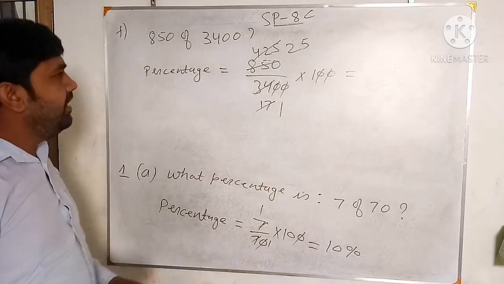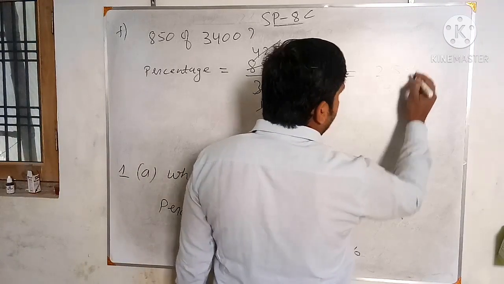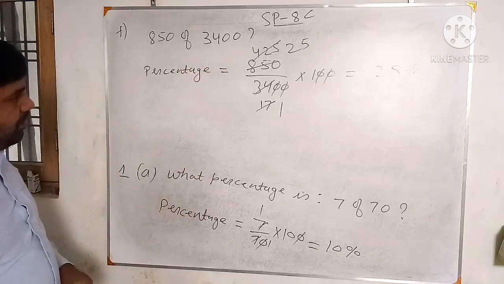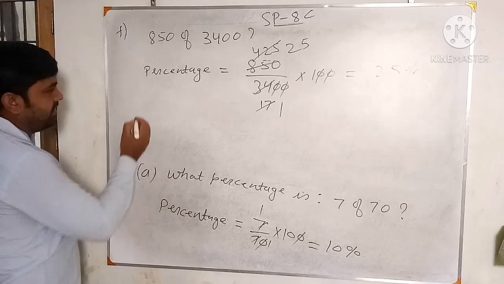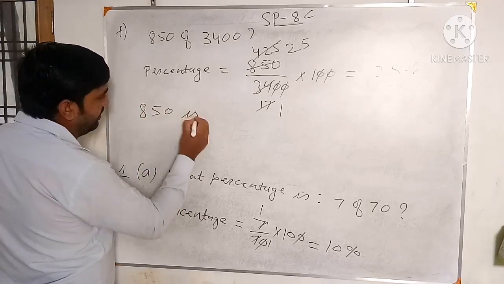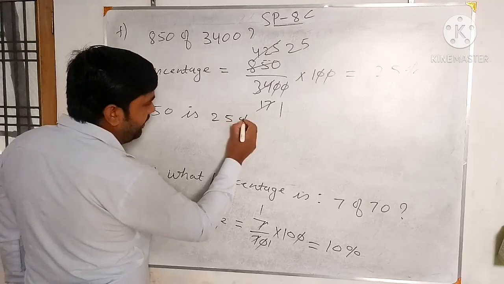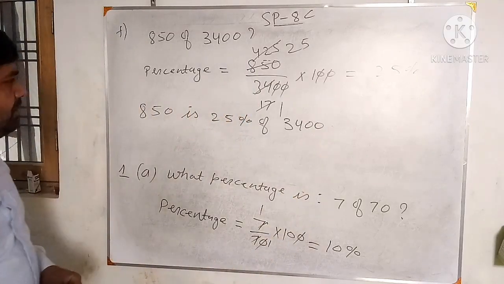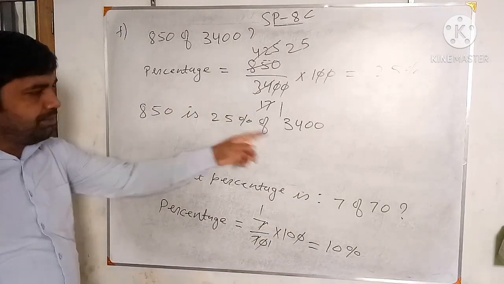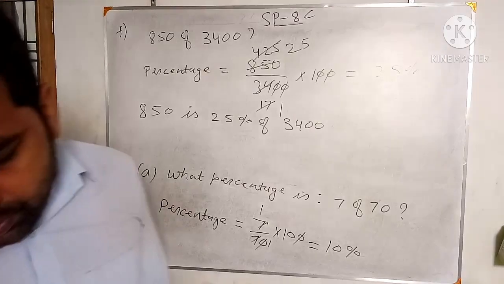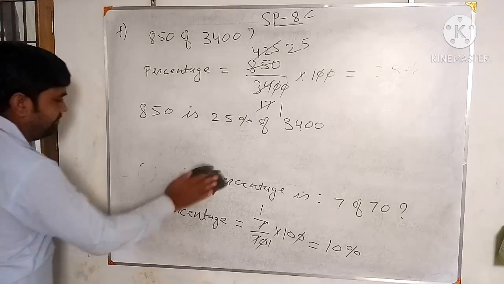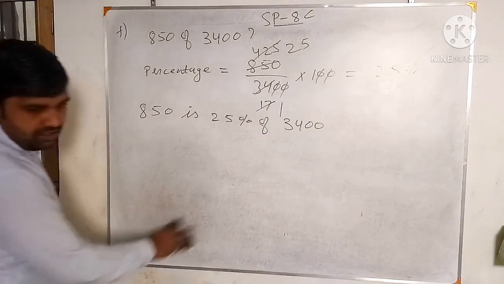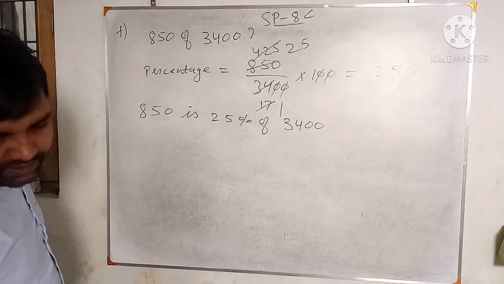So 850 is 25% of 3400. That is how we write the answer: 850 is 25% of 3400. So we have solved that. Okay, now we do question number 2. Similarly, you can do the other questions of 1, that is G and H.